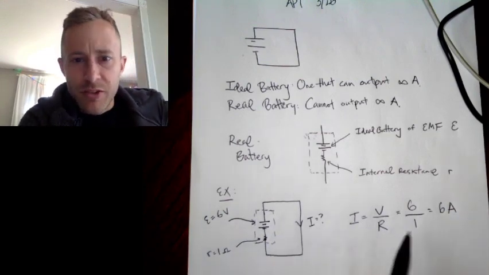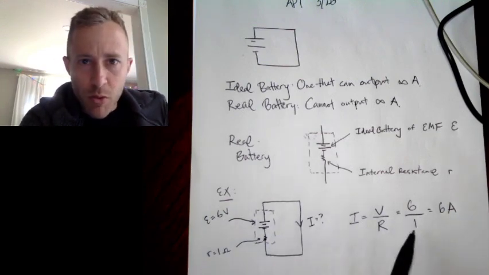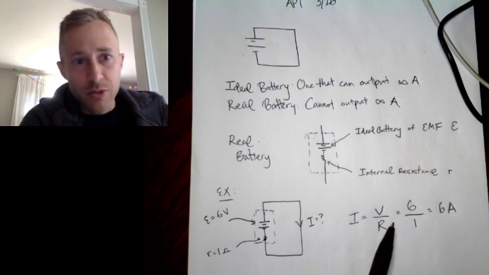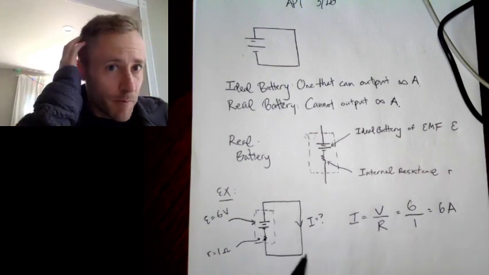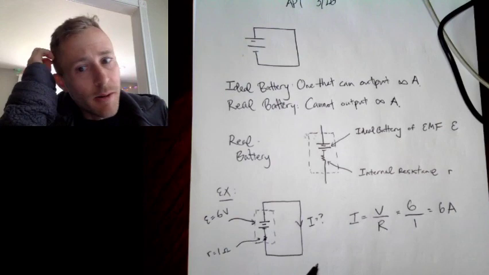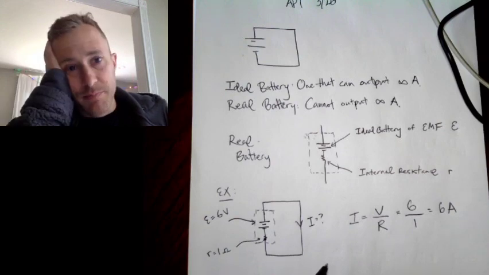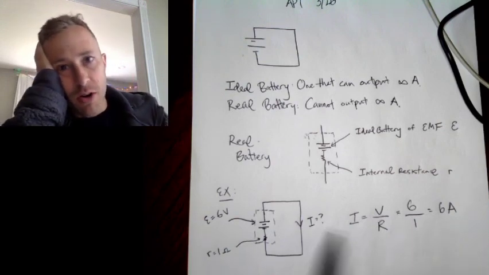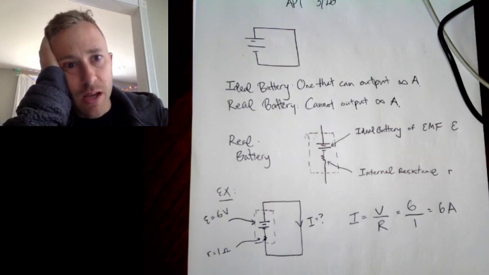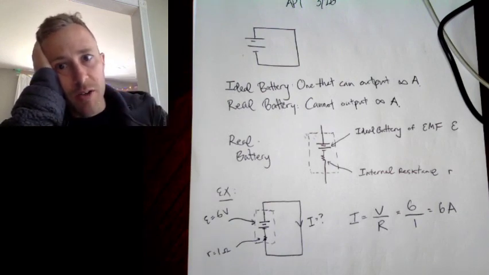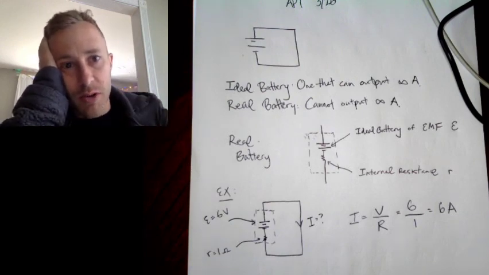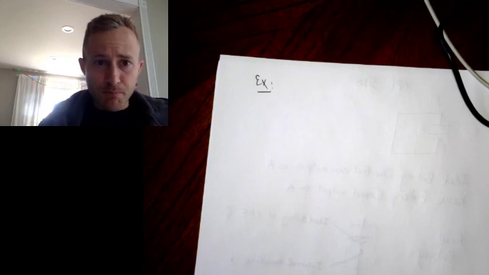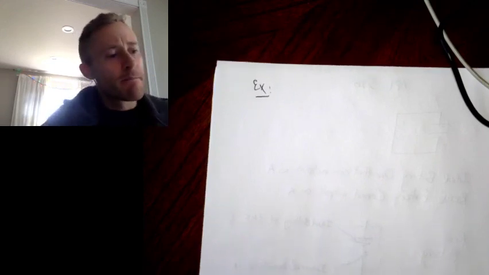Notice that the less the internal resistance is, the more current you can get if you short circuit the battery. So, for example, car batteries have incredibly low internal resistance, and so that means that the car battery can really output current. So let's do an example. Okay.